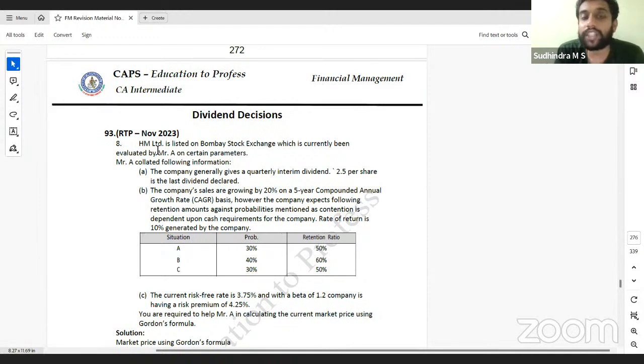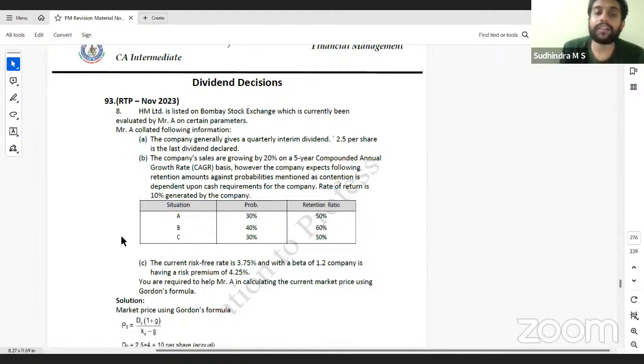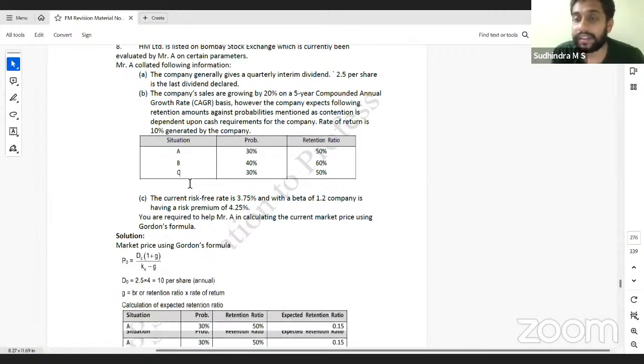Rate of return is 10% generated by the company. So situation A, retention ratio 50%, probability is 30%. Situation B, 60% retention ratio, probability is 40%. Situation C, 50% retention ratio, probability is 30%. Current risk-free rate is 3.75% with a beta of 1.2. Company is having a risk premium of 4.25%. You are required to help Mr. A in calculating the current market price using Gordon's model.